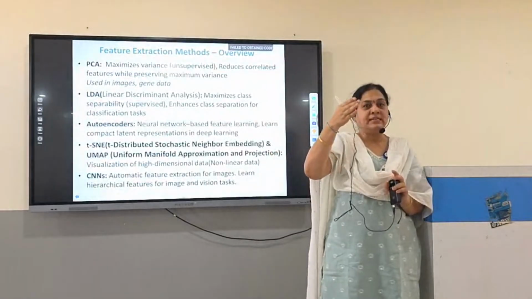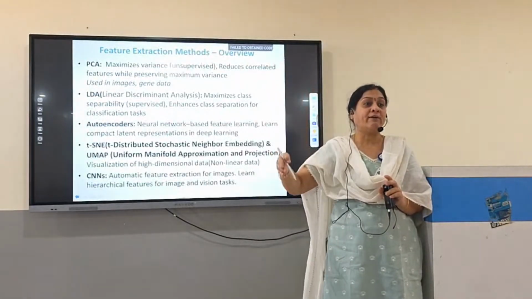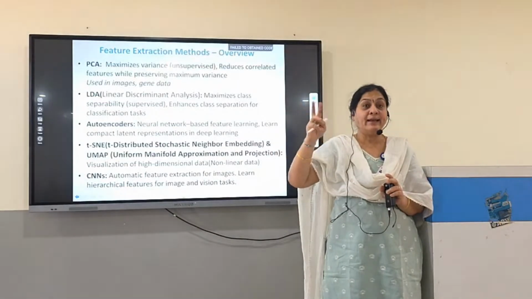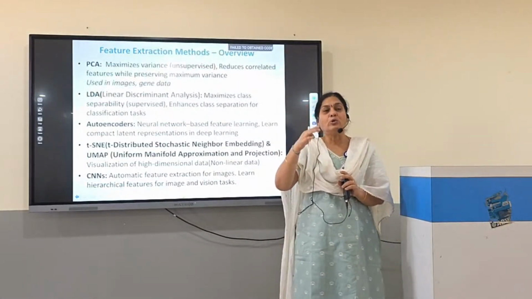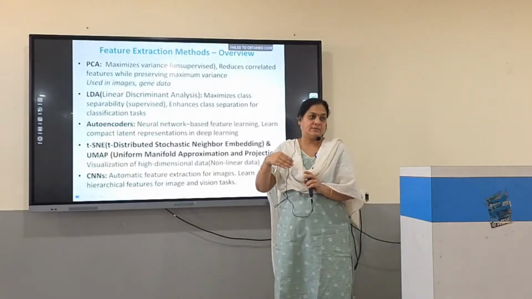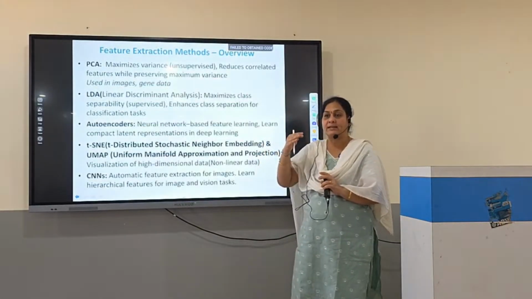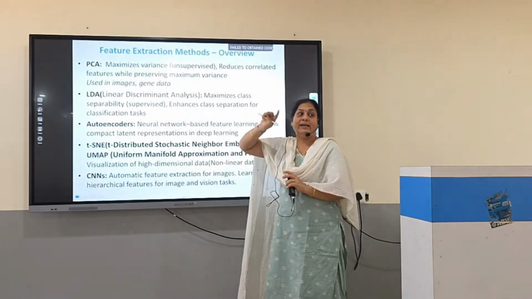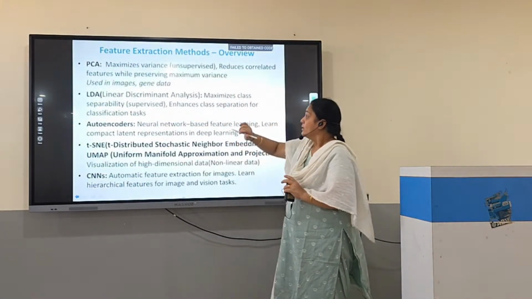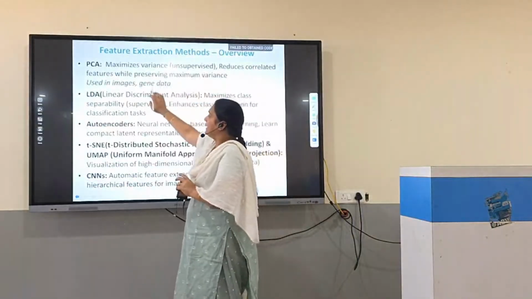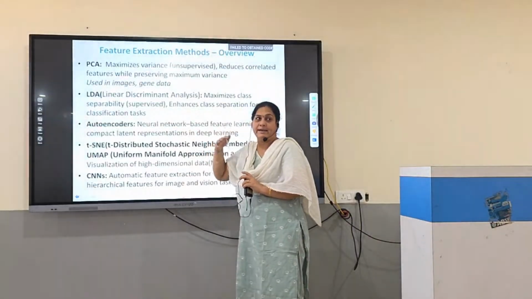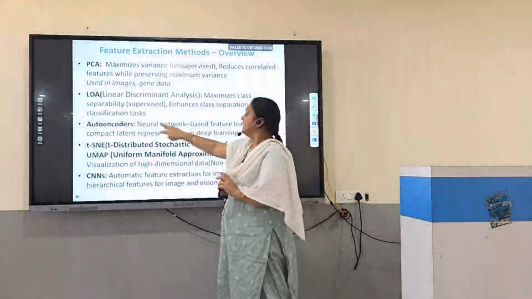You have marks in each subject and you have your average also. They are both related, yes or no? They are related, so they are correlated. So you try to remove the correlations, and you keep only your variance, how the data is varying. This is basically used in image data and gene data. Genetic data is there, right? Those types of data.